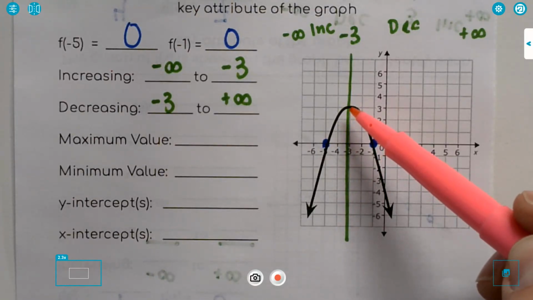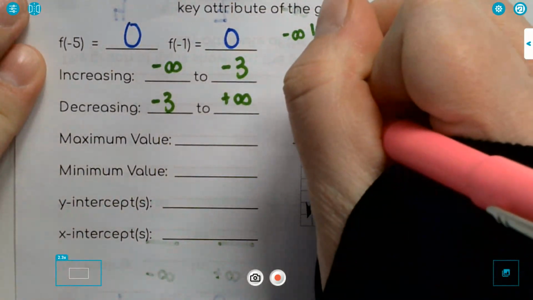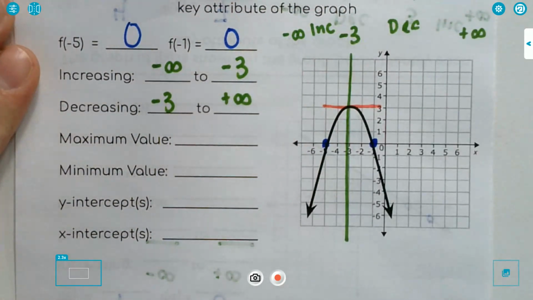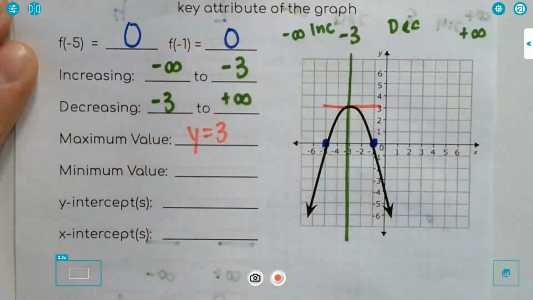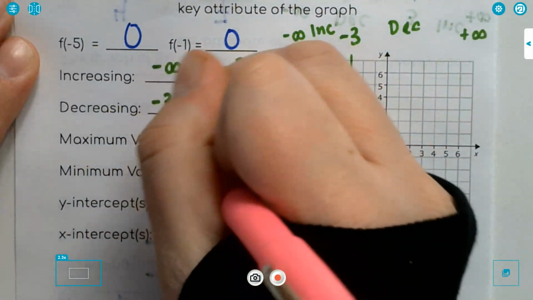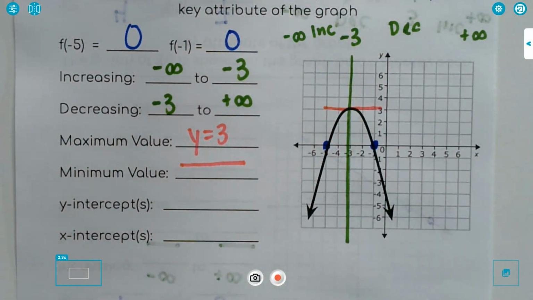So for this one, it's always going to be at that switching point. Do we have a high point or a low point here? High point, okay. Is that a maximum or a minimum? Maximum. So we have a maximum value at y equals 3, and we do not have a minimum value on this one, so mark it off. Anytime you don't have something, mark it off so we know whether you are acknowledging you don't have it or you are skipping it. You've got to put a line or write NA.